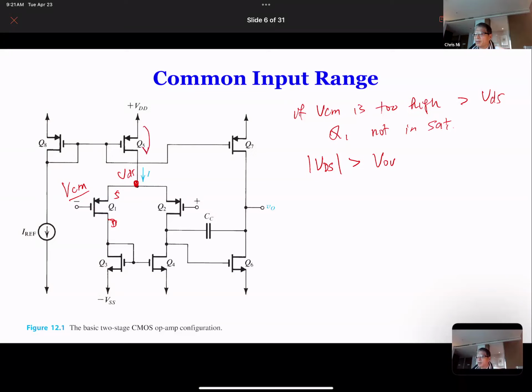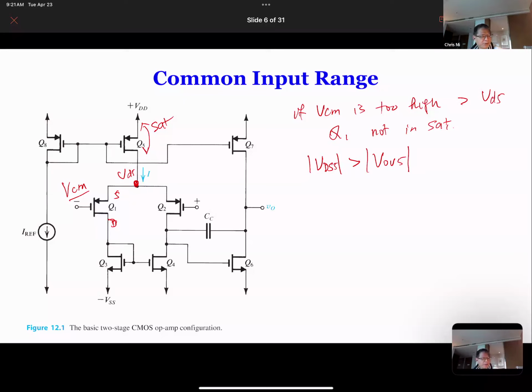So first of all, Q5 has to be in saturation as well. If Q5 lost saturation, we lose the current source. Overall, the circuit will also not work. So over here, let's start with Q5. So Q5 VDS, let's call it VDS5, has to be larger than VOV5.